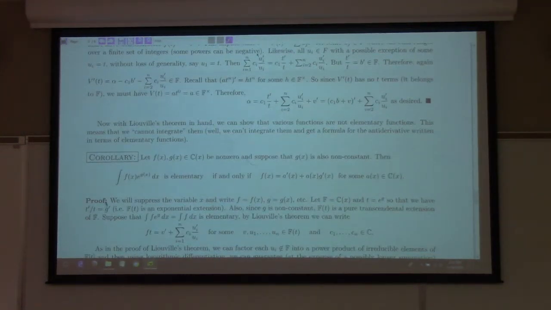Corollary. The corollary is actually what I'm after. If f of x and g of x are non-zero rational complex functions, basically, and g of x is non-constant, then f of x times e to the integral of g of x dx is elementary if and only if f of x is equal to a prime of x plus a of x times g prime of x for some a of x.